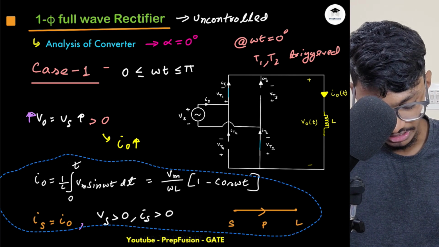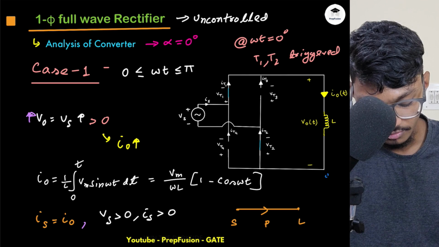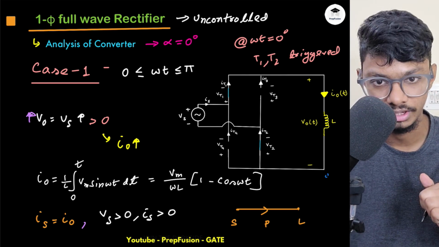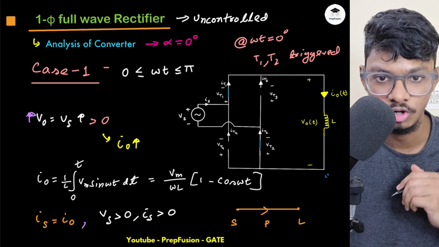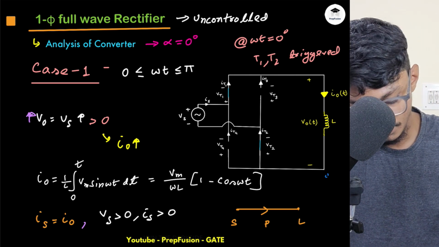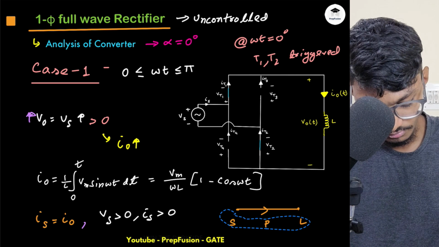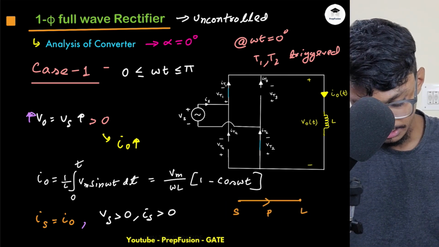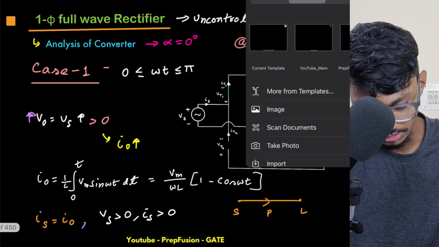As my voltage becomes negative, what will happen? If the voltage is negative and the current is positive, that means the source will absorb power. Now it will not deliver power, it will absorb power. I will just take another page, because I need another page.